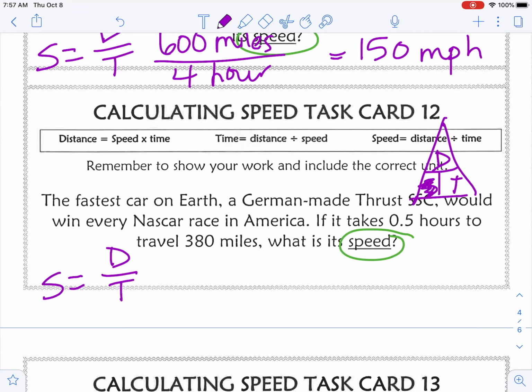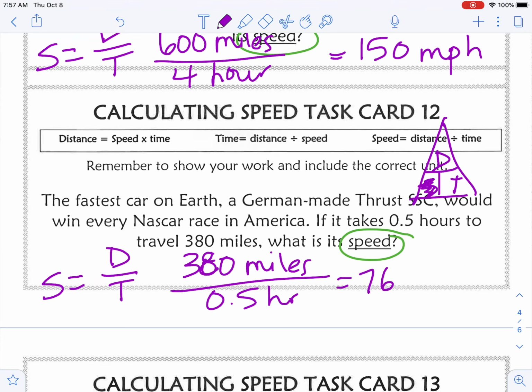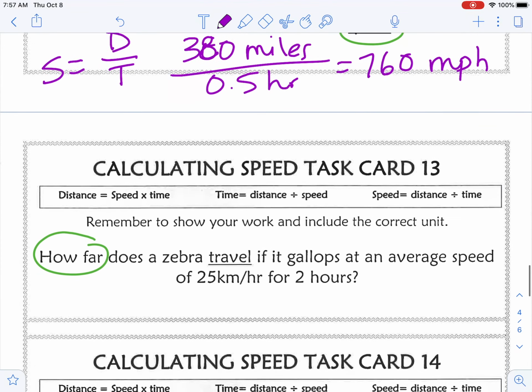Speed equals distance divided by time. My distance is 380 miles, and my time is 0.5 hours. So then with my calculator, I'm going to go 380 divided by 0.5, and that equals 760 miles per hour. You're right, that is really fast.